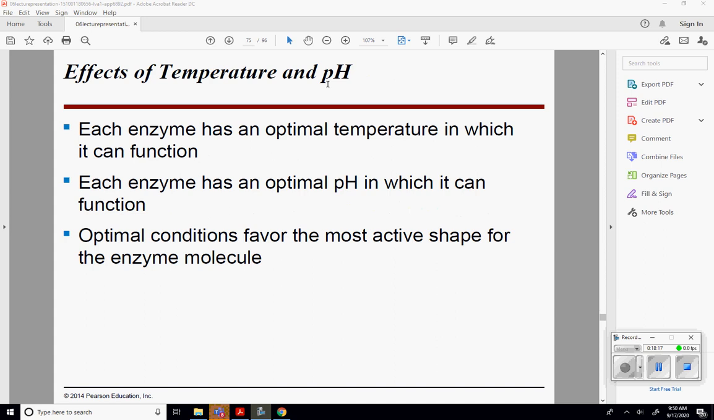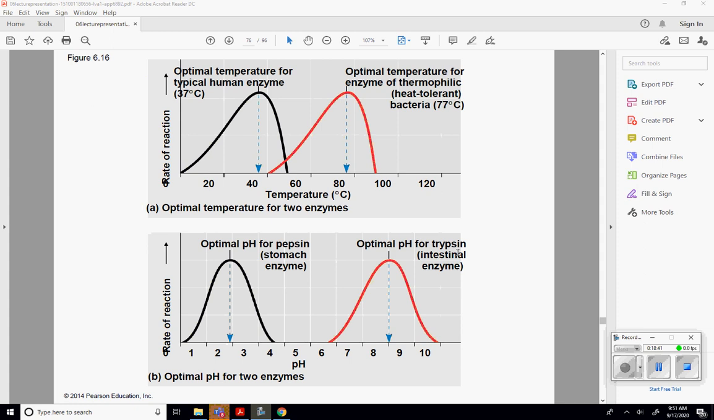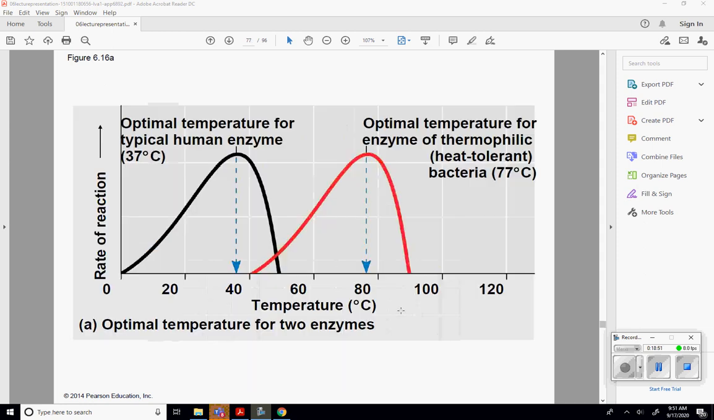So let's break down temperature and pH. Each enzyme has an optimal temperature in which it can function. Each enzyme has an optimal pH in which it can function. Optimal conditions favor the most active shape for the enzyme molecule. You take them outside of their optimal range and you either denature it or change its shape, and it doesn't work as well. So you can see that here, starting to heat it up or starting to change its pH.